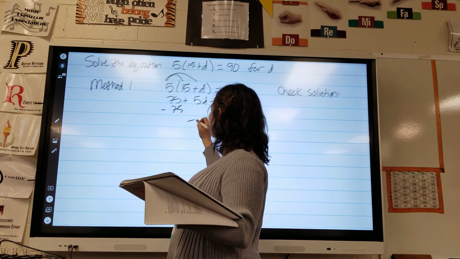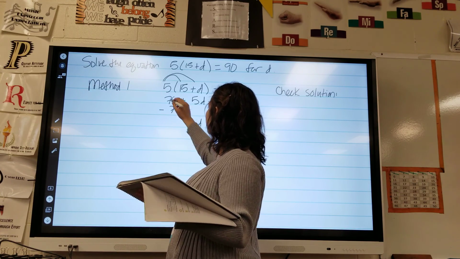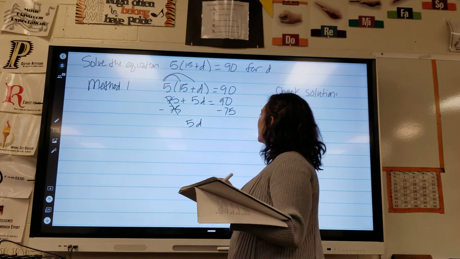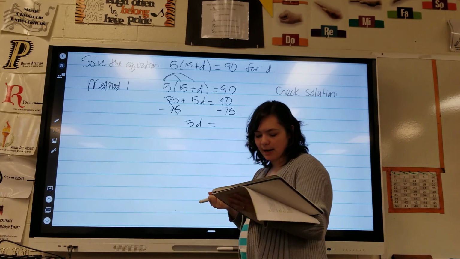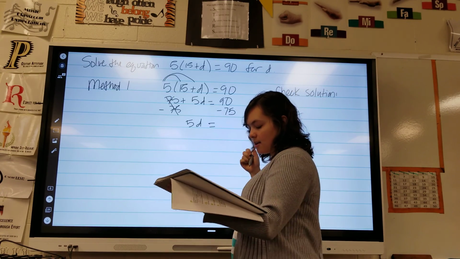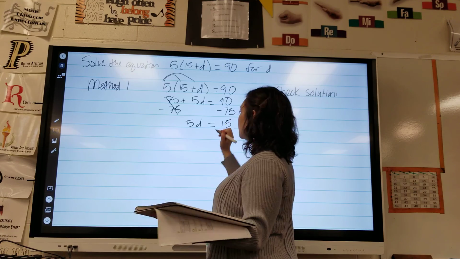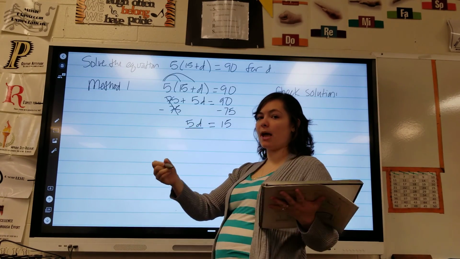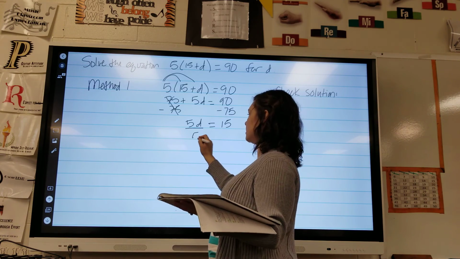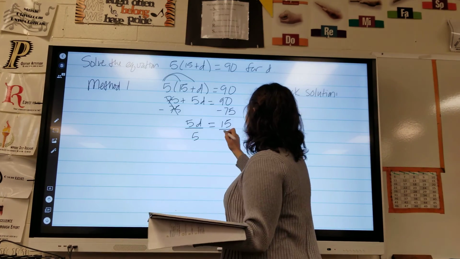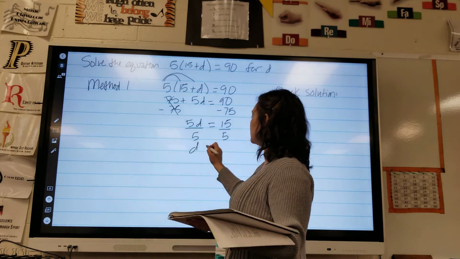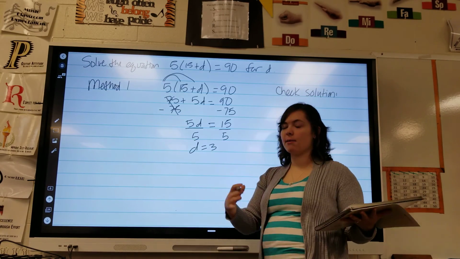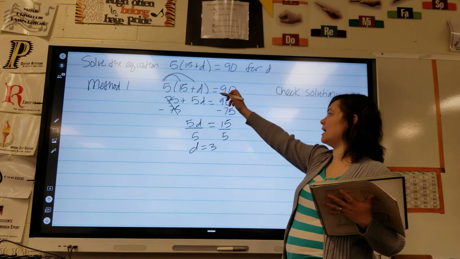If I do that, I'm left with 5D, because those cancel out. And that is equal to 90 minus 75, which is 15. Convenient, right? Now we multiply by 1/5, which would also be dividing by 5 on both sides. D is equal to 3. But don't take my word for it until I plug it back in.